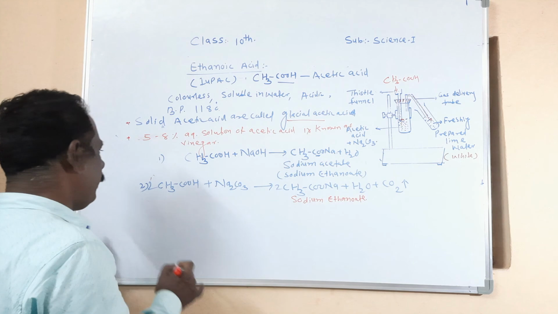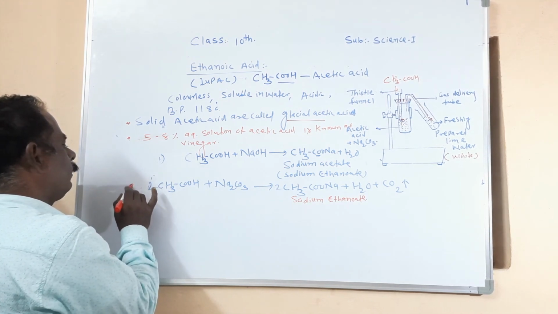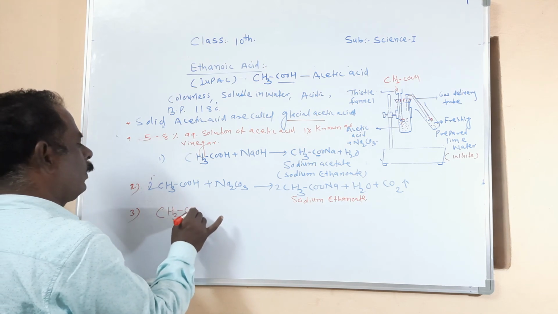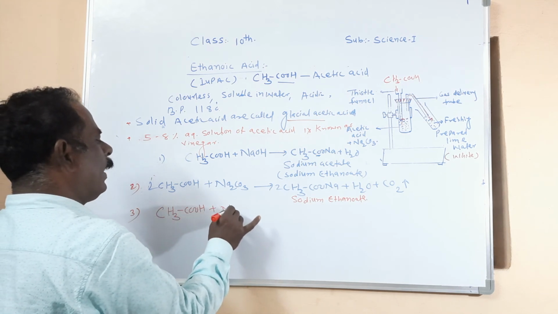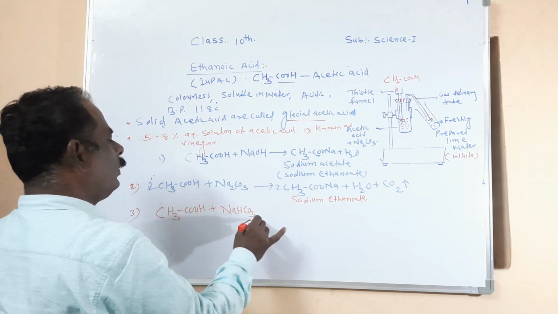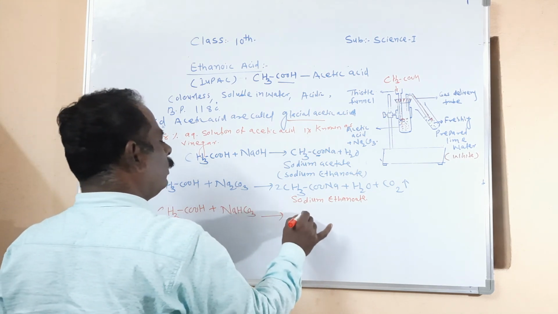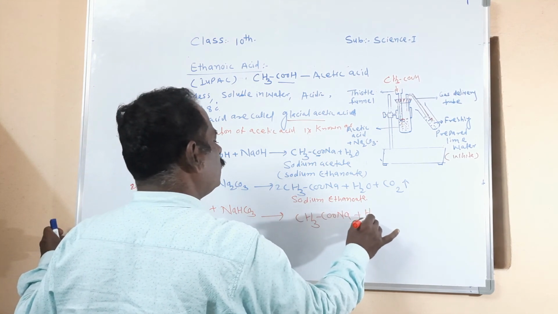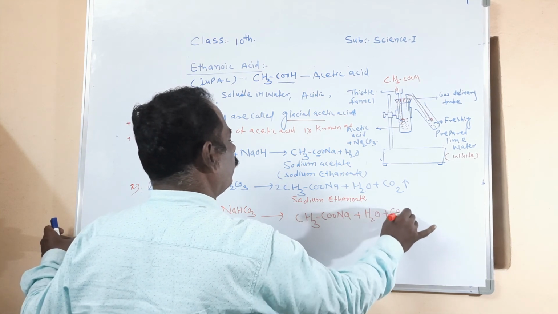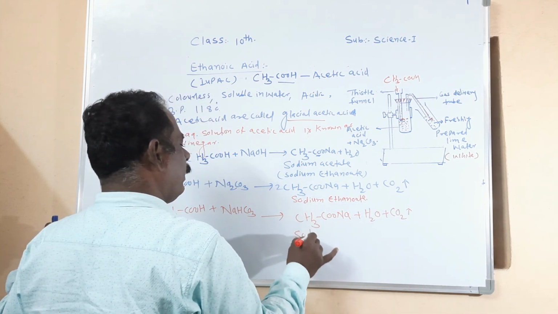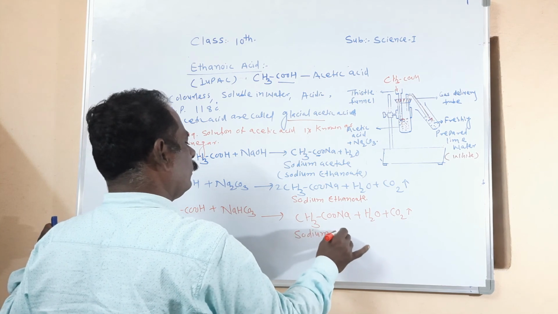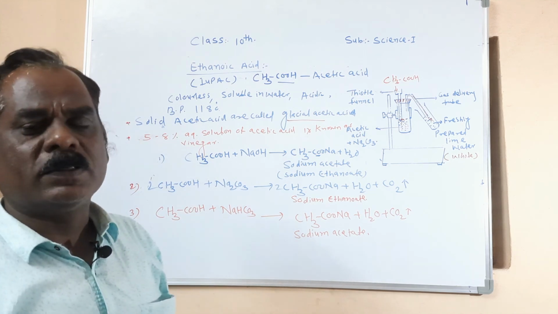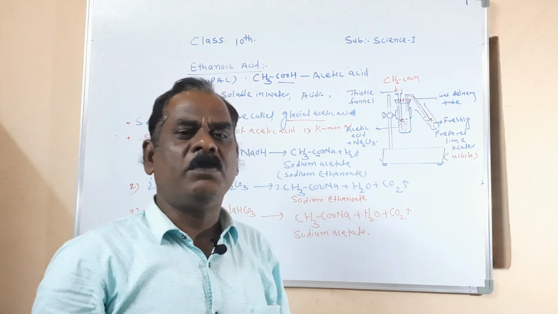Next, the third property: when acetic acid reacts with eating soda, or sodium bicarbonate, NaHCO3 is the formula of sodium bicarbonate, to form sodium acetate, CH3COONa plus H2O plus CO2. Again it forms sodium acetate salt. These are the three properties included in your syllabus. I understand. Questions may be asked in the examination.